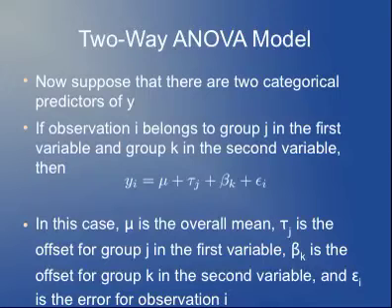In this case, the model would be observation i is equal to the global mean plus the offset for treatment versus control, plus a different offset for the block that you're in, and the null hypothesis is that everything's 0.